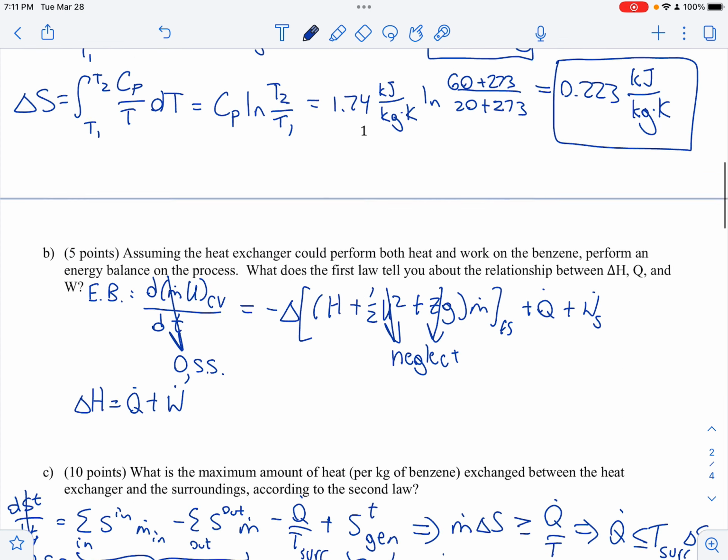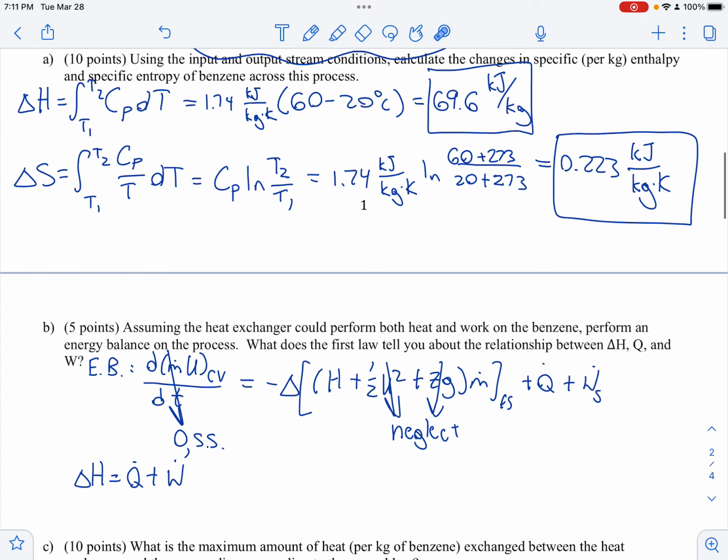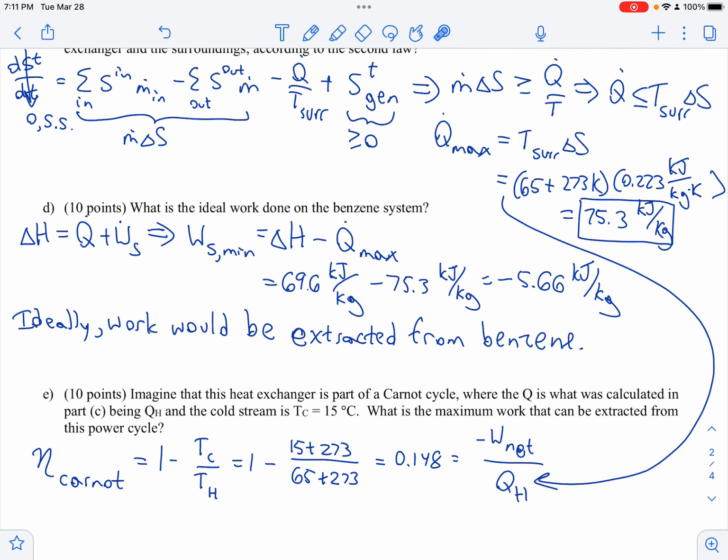Right, so this heat exchanger is generating entropy, by heating from 20 to 60 at constant pressure, and also having a temperature of 65, which is not varying continuously from 20 to 60, there's an entropy generation. And in principle, if there were no entropy generation, if this process were done with a Carnot process, we could get the same temperature change, but also extract some of that energy as work.